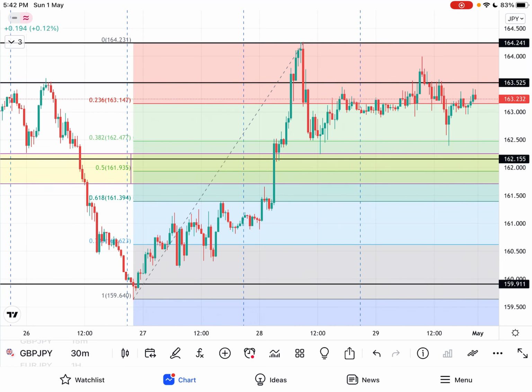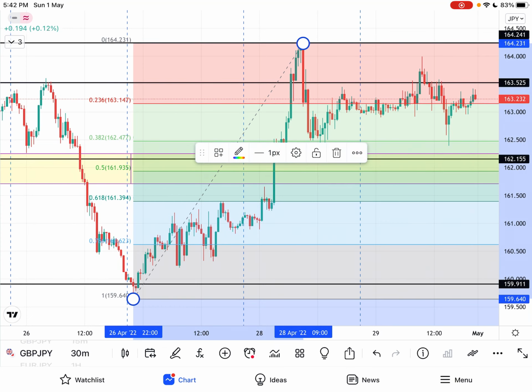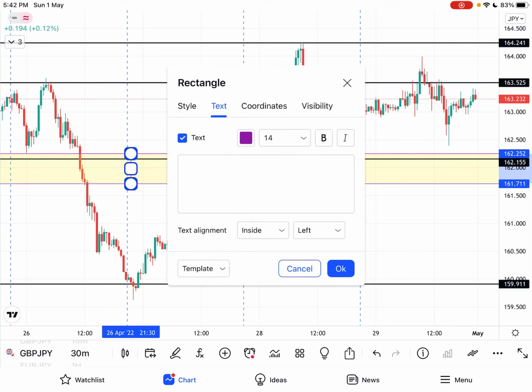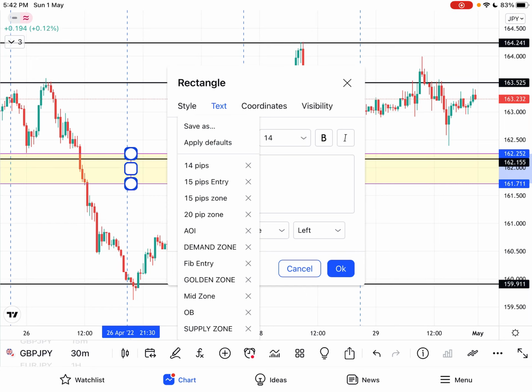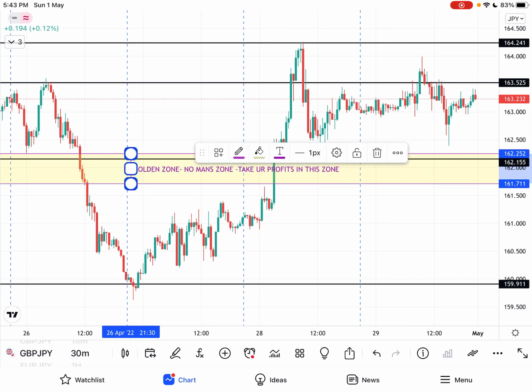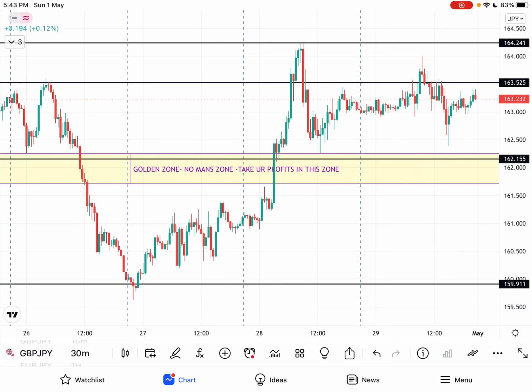Good. That is all I need with the Fibonacci. So the job of the Fibonacci is done, so I'm taking it off my chart. Is that okay? Now I have my golden zone. Let me name it. Golden zone. So it's more of a no man's zone.